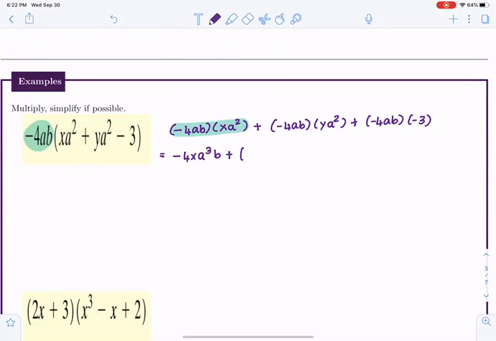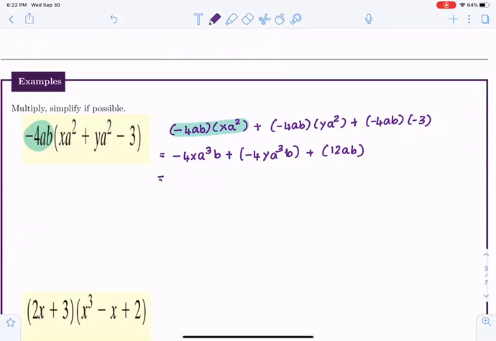So in the second term, we have negative 4 times 1, which is negative 4. y times 1, we would simply have y. a times a squared is a cubed. b times 1 would simply be b. The last term, negative 4 times negative 3 is 12. There aren't any a's or b's in that negative 3, so we would simply have ab.